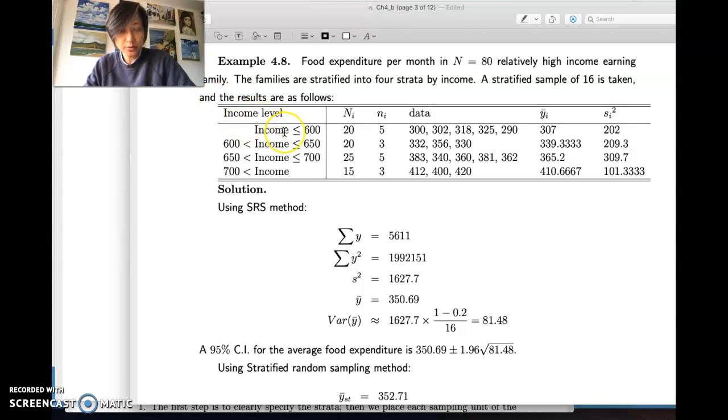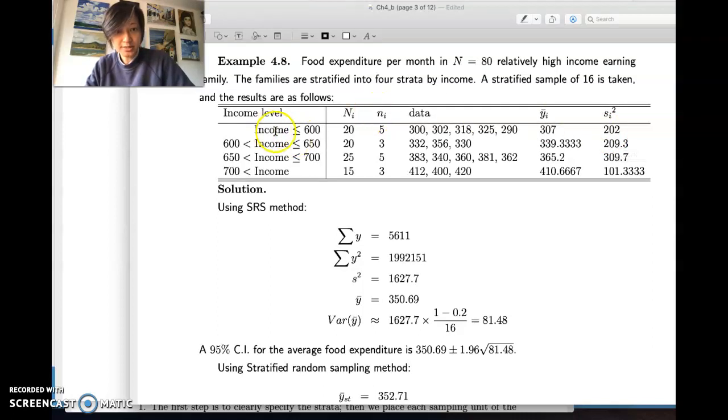Okay, so we can see we stratified the population into 4 strata, and then we're given the population size, the sample size, and the data that we collected. Within, let's say, the first stratum, we have collected 5 data points from the 20 families, and that would be their food expenditure spending. Out of the 5, the sample average is 307, and within the sample, we have the variance. Within the stratum, the variance is 202, s_i squared.